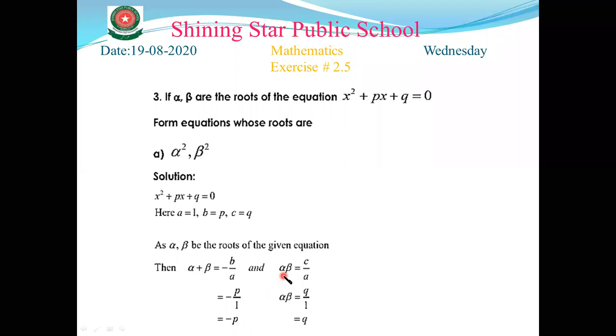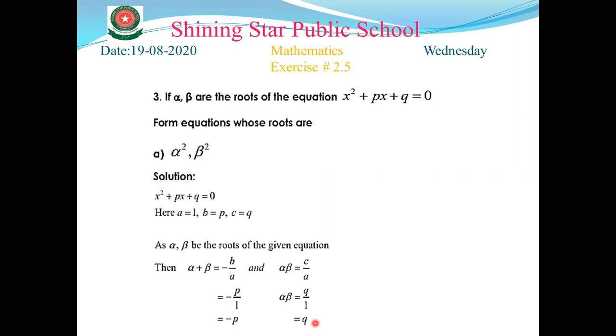Now the product of the roots. For the product of the roots, we multiply alpha beta, and alpha beta is equal to c over a. C is q, a is 1, so it is equal to q. So it means the sum of the roots is equal to minus p, and the product of the roots is equal to q.